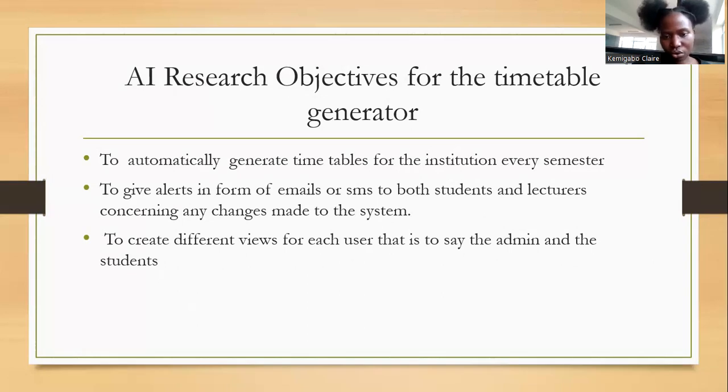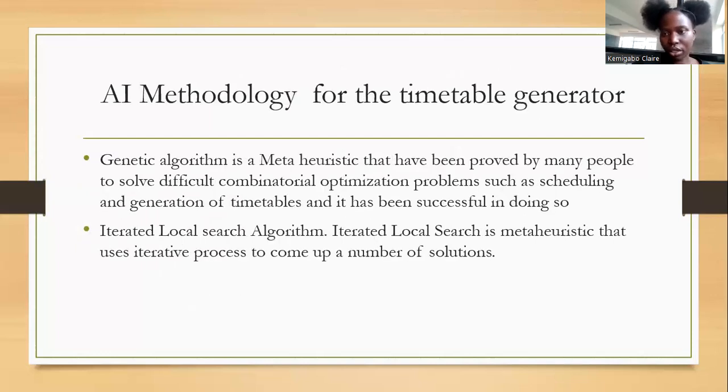To create different views for each user, as I told you, we shall have different user interfaces for all the end users. The AI methodology for the timetable generator, here we're going to use only two. We shall use the genetic and the iterated local search, where the genetic is a metaheuristic that has been proved by many people. Many people have been using it for related concepts. For example, different timetables and computations timetables have been using the genetic algorithm. That's why I decided to go with the genetic algorithm for this, since it has been so successful and people have been using it.